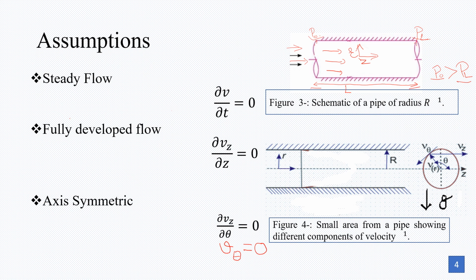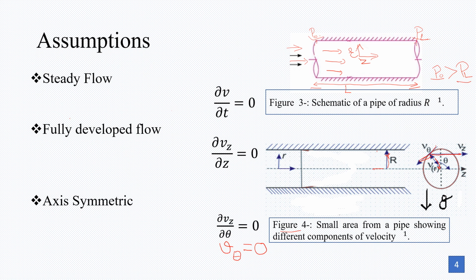Also, we enlarged a small portion of the pipe in figure 4, and we showed all three components of the velocity. This one is the Vr component of the velocity, this one is the V theta component, and this one is the Vz component. The pipe has a radius of capital R, that is, the distance between the center of the pipe and the wall.